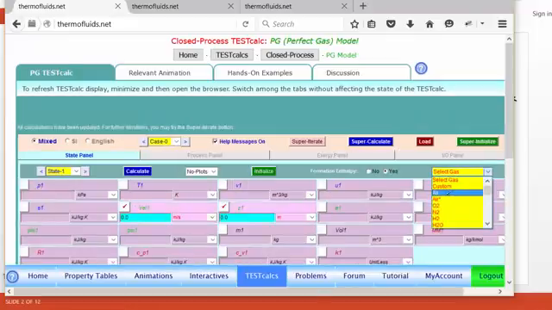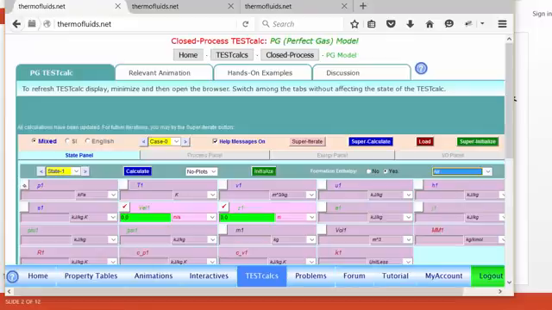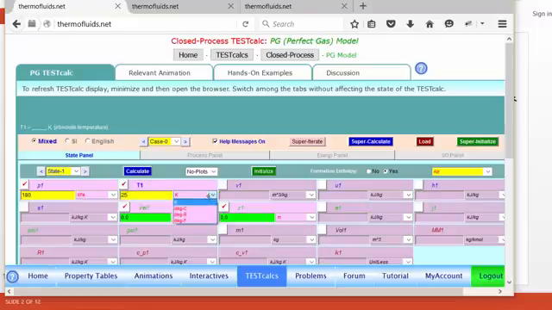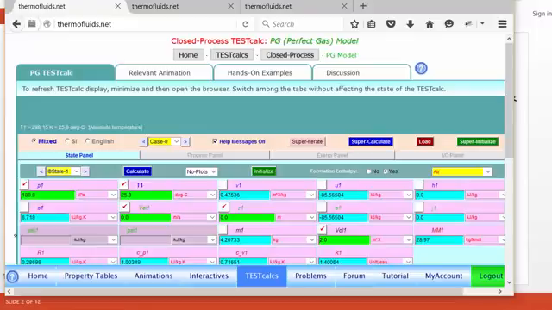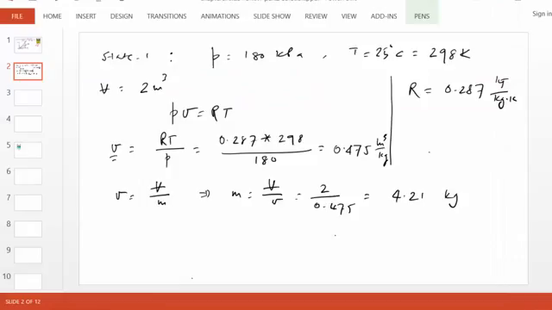The first thing is to select the gas, which is air, and 180 kPa is given to us. Temperature is given to be 25 Celsius, and volume is given to be 2 meter cube, and we obtain the mass to be 4.2. That's exactly what we got. Okay, so let's proceed. Go back to here, and this time, so we are done with state 1. Let's go find state 2.